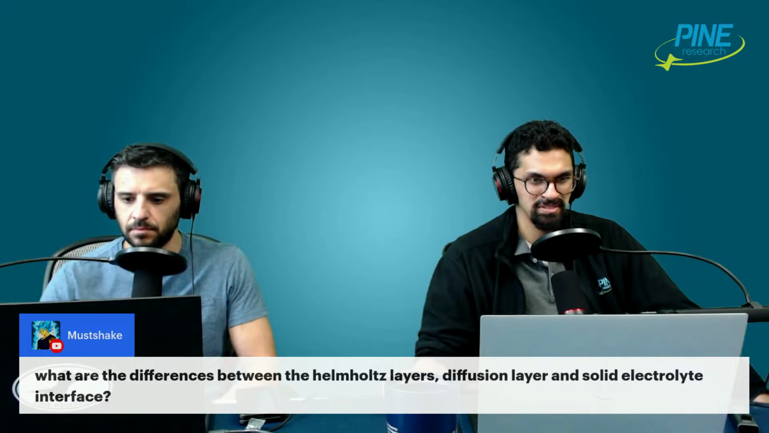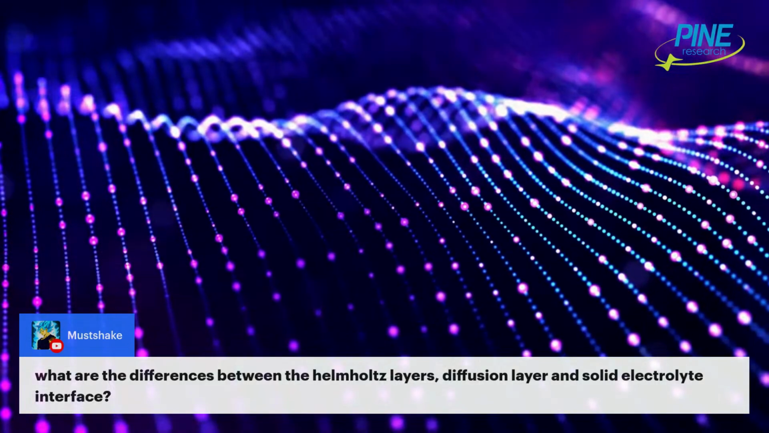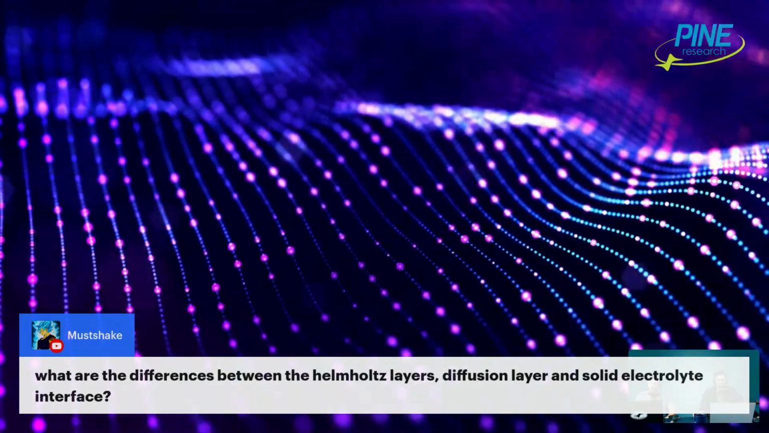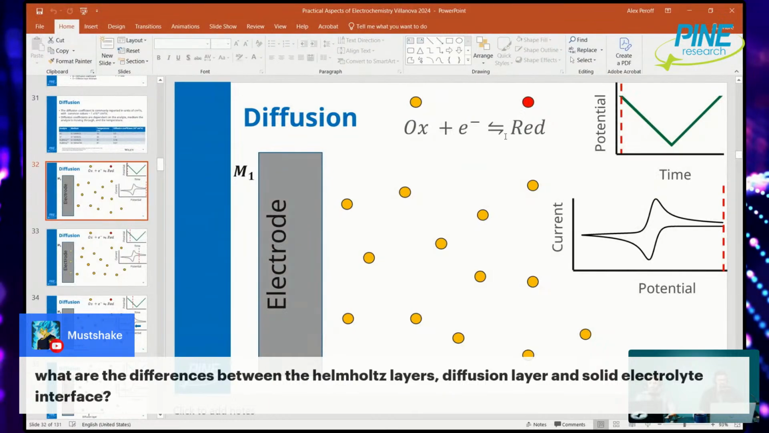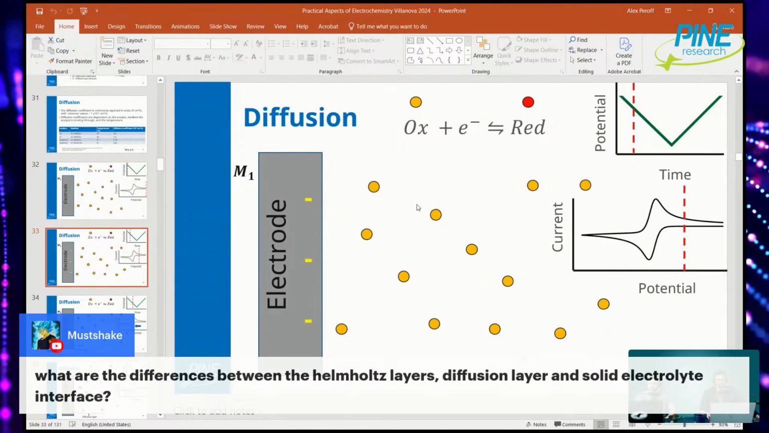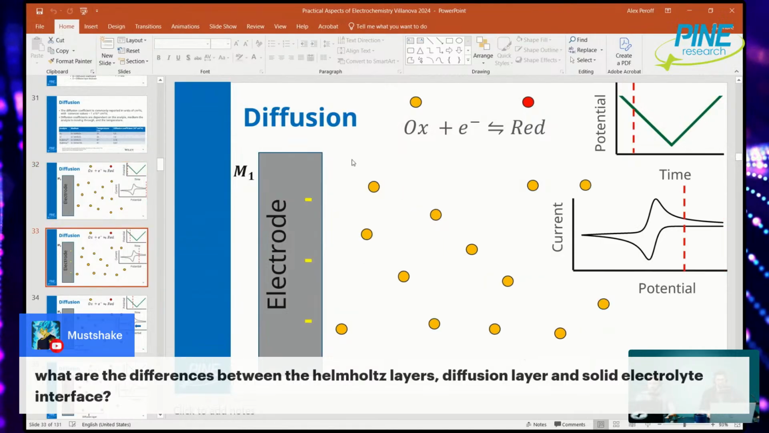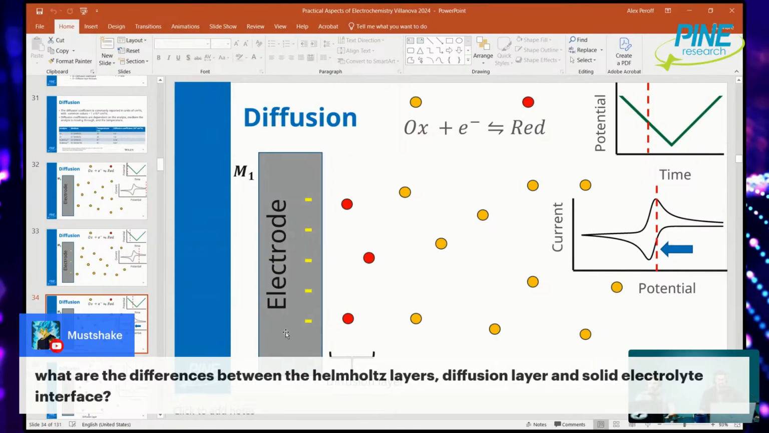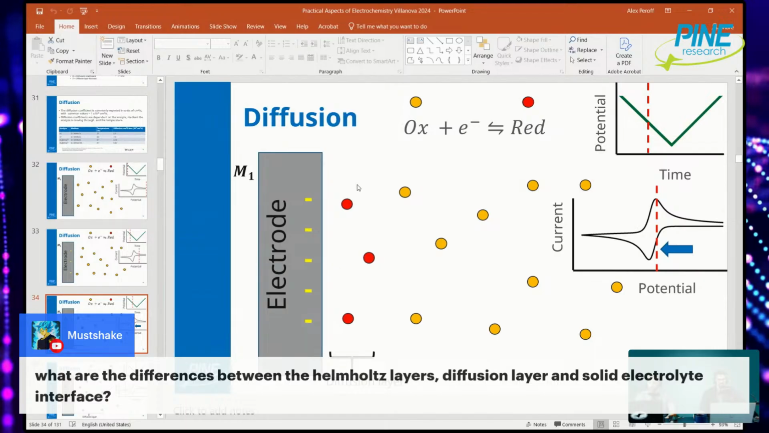Let's see, if I now share this slide. When you're doing a CV and you have diffusion, you have an oxidized and a reduced species. As you sweep the potential, you build up charge. Eventually, you reach a potential where you reduce species at the electrode surface. This is what the diffusion layer is.